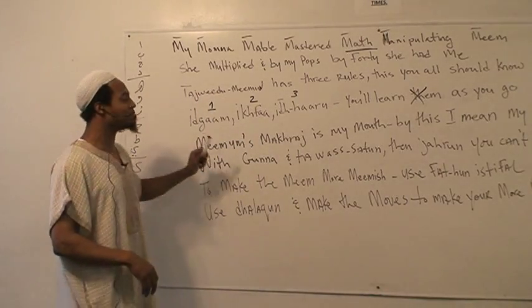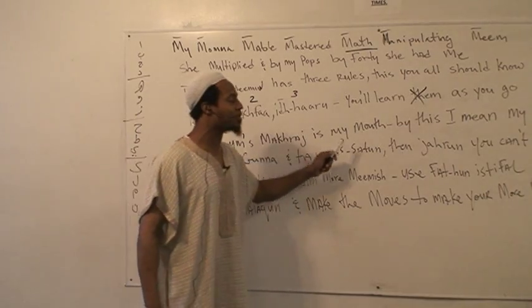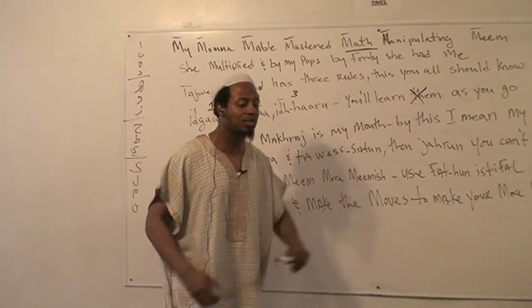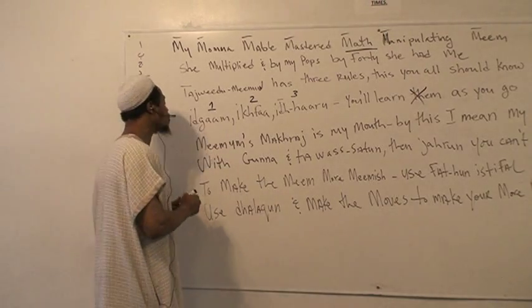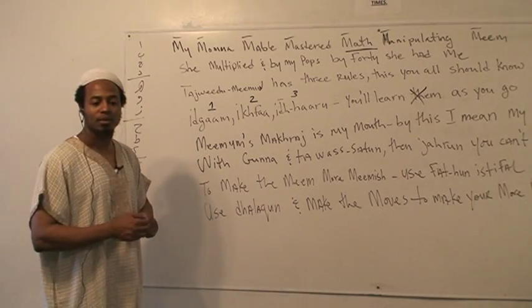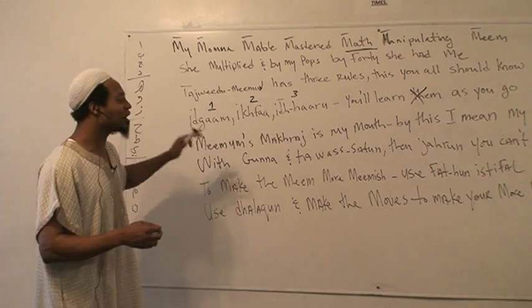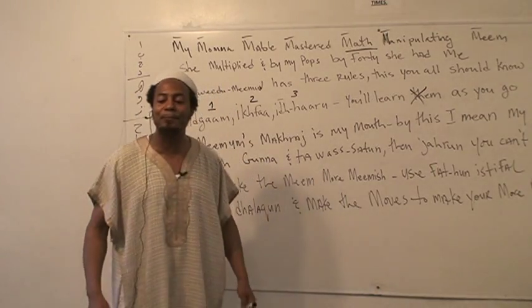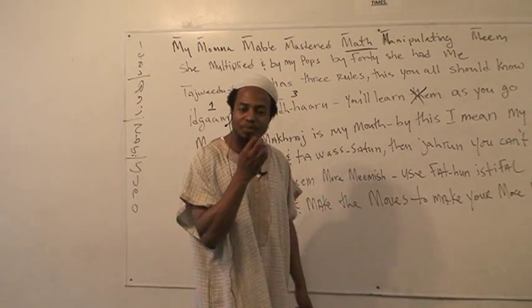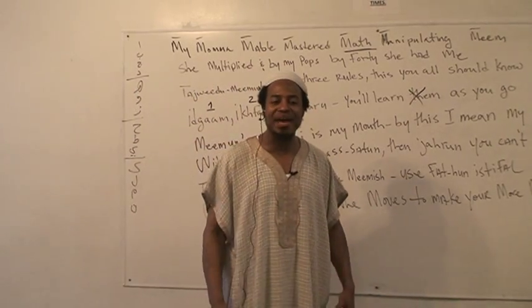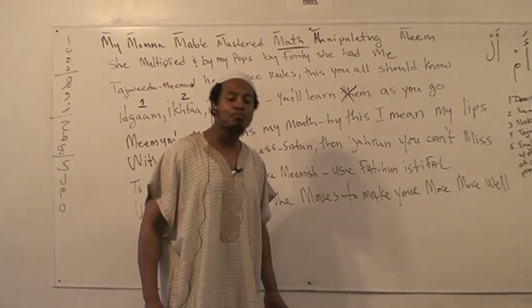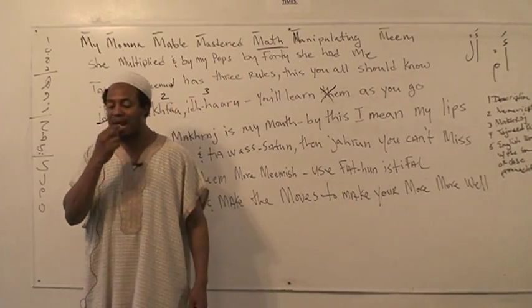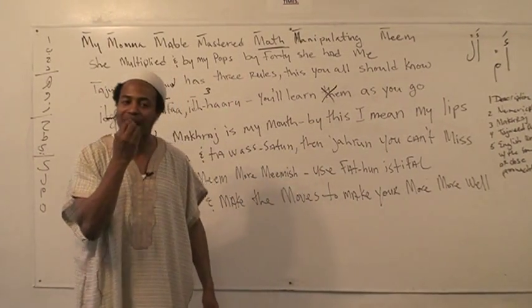Then it said, MEEMun's makhraj is my mouth. By this, I mean my lips. Here, he specifically tells you where the makhraj is. It's very easy. The makhraj is what? My mouth. By that, what does he mean? Our lips. Everybody say am. Amen. You see, you have to put your lips together. Am. Say ma. Me. Mu. It's all on the mouth, right at the exit part of our mouth, on our lips.